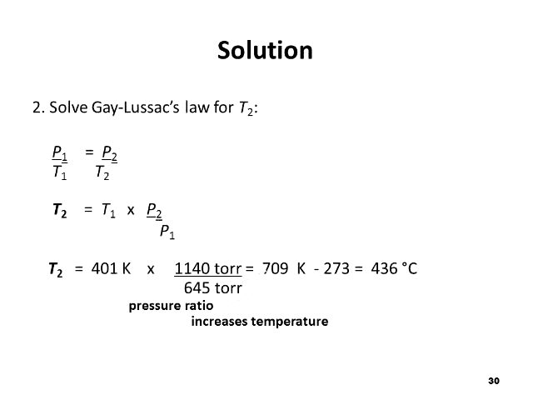So go ahead and T2 is equal to 401 Kelvin times 140 over 645. Go ahead and cancel out what you can. So you cancel it out. It looks like the pressure equals 709 Kelvin. We go ahead and put that back into Celsius by minusing the 273. So the answer would be 436 degrees.